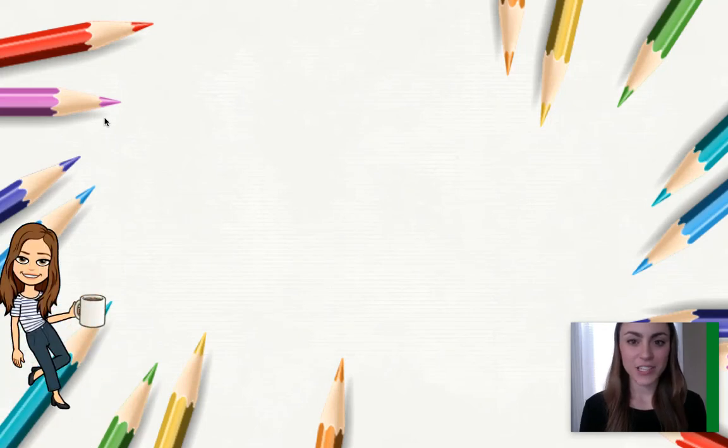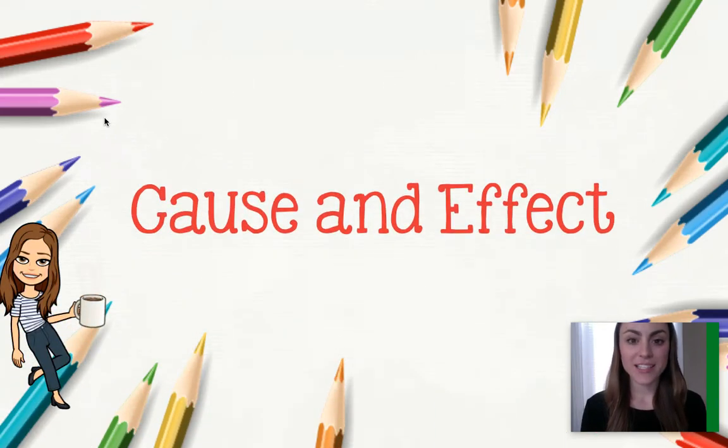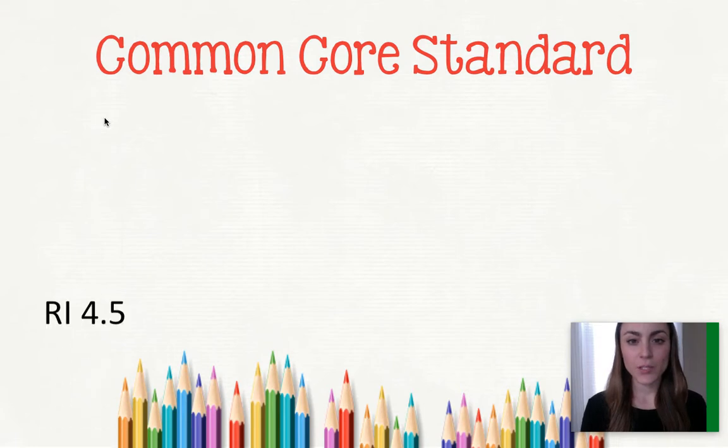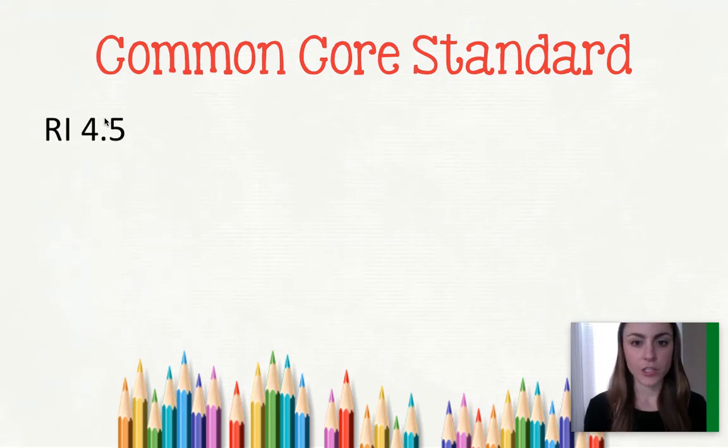Hi, scholars. So today we're going to be learning about cause and effect. The Common Core standard that aligns with cause and effect is RI 4.5. That's Reading Informational Text, Grade 4, Standard 5.